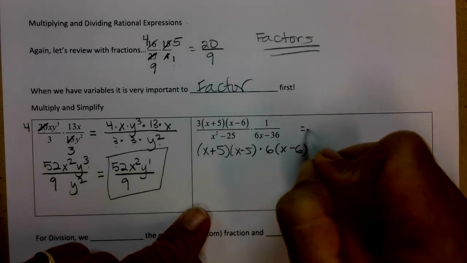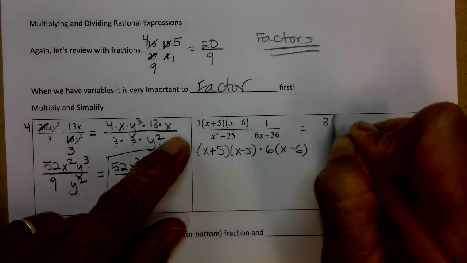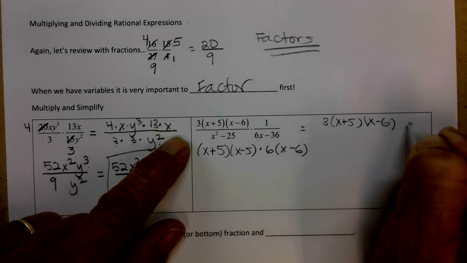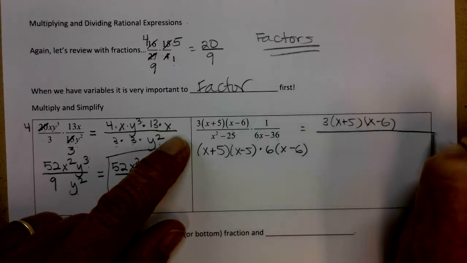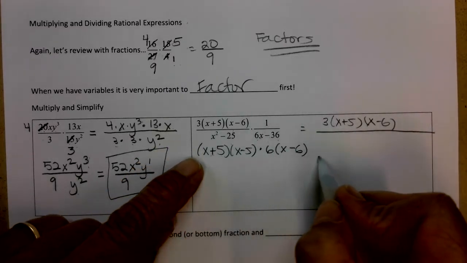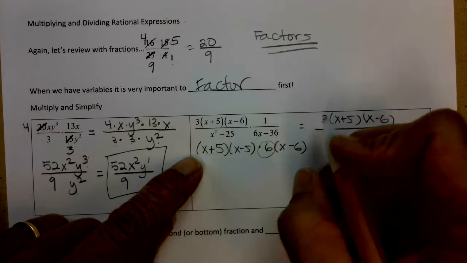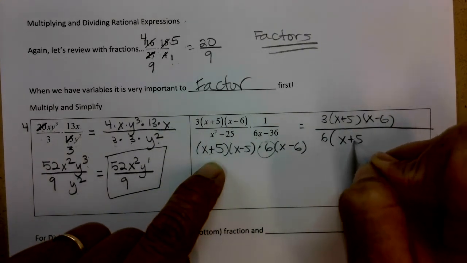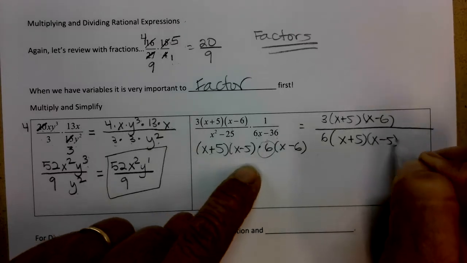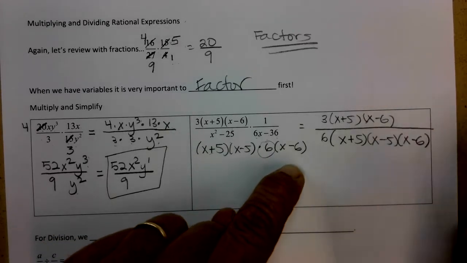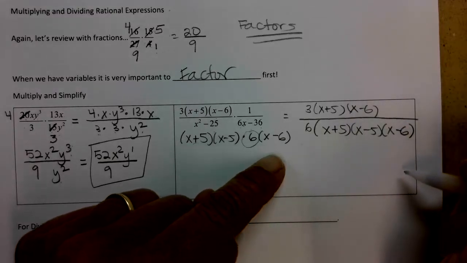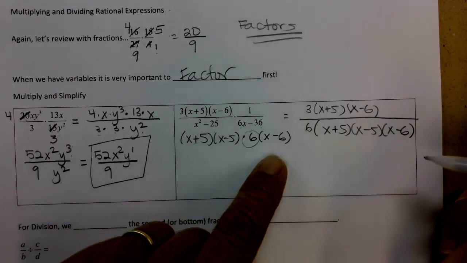Okay, so here's what we have all together. I have 3 times x plus 5 times x minus 6 times 1. And then my denominator is all of these factors. So this lonely little 6, I'm going to let that live out front. And then I have x plus 5 times x minus 5 times x minus 6. Now, and only now that we have everything all factored, can we look for something to cancel.